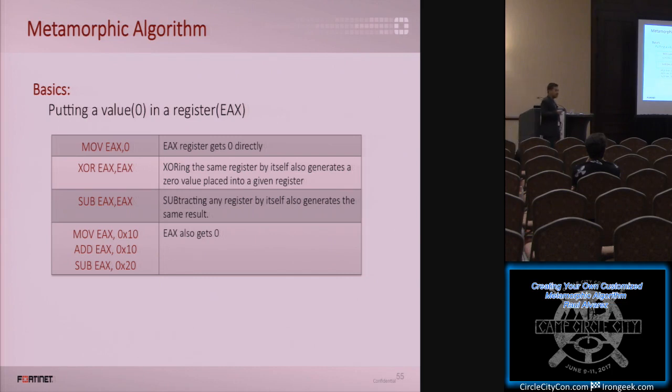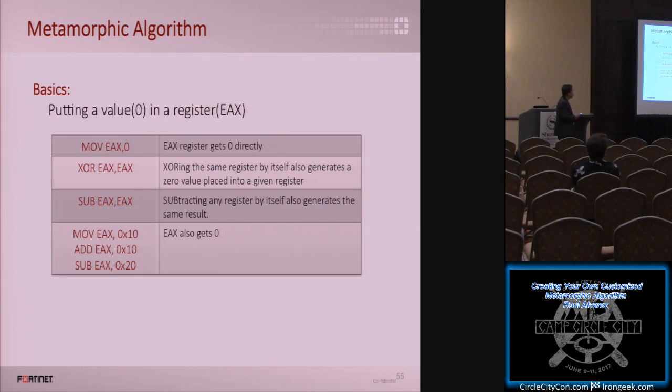Polymorphic changes the code, and at the same time it is encrypted. For metamorphic, it changes the code, but the code itself is not encrypted. You can actually read it, or you can use IDA or a disassembler in order to see the code. But the thing is, there are many ways to generate instructions that actually do the same thing. Like, for example, this one.